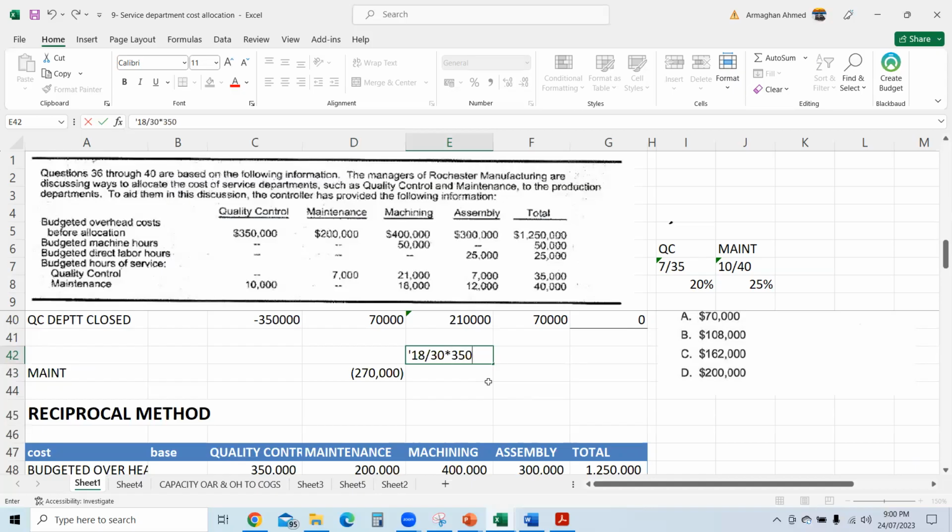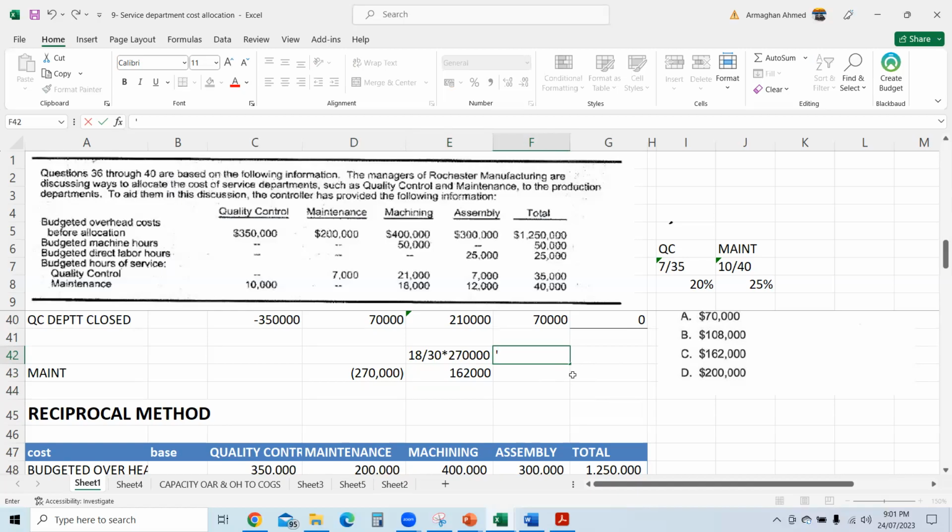into 270,000. Right? $162,000 is coming to machining. How much will come to assembly now?